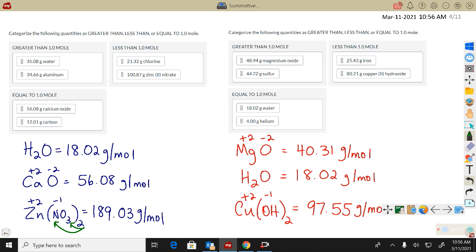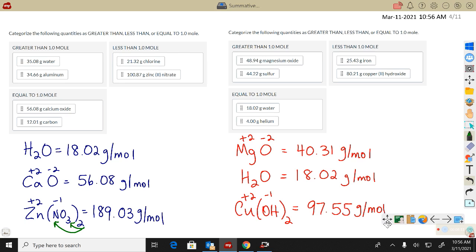And on my periodic table, 12.01, that is the exact molar mass of carbon. So those would equal 1 mole. But when I look up chlorine, I see the molar mass is about 35. So anything less than 35 grams is less than a mole. And the zinc nitrate, the molar mass is about 189 grams. So anything less than that would be less than a mole.